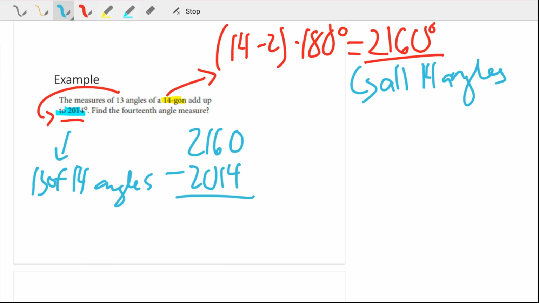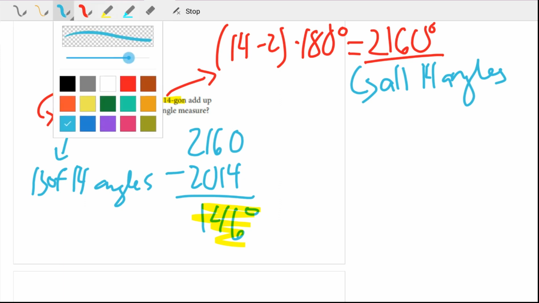Okay, so 2,160 minus 2014, which is equal to 146 degrees. And so we know that the 14th angle is equal to 146 degrees. That'll be our final answer.